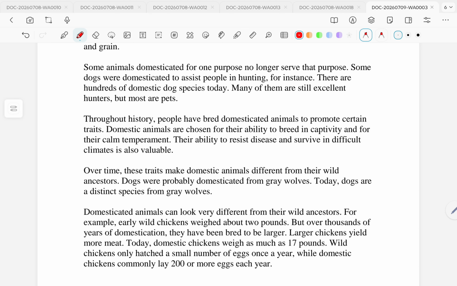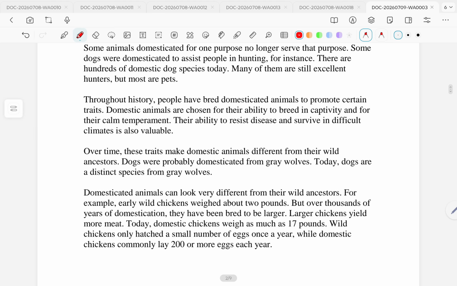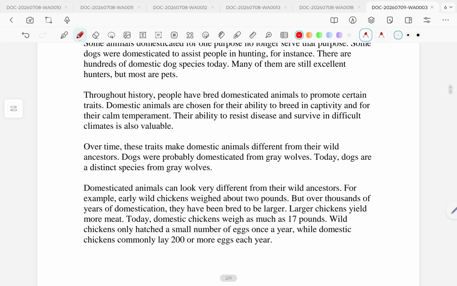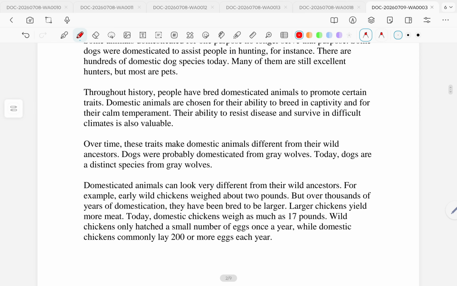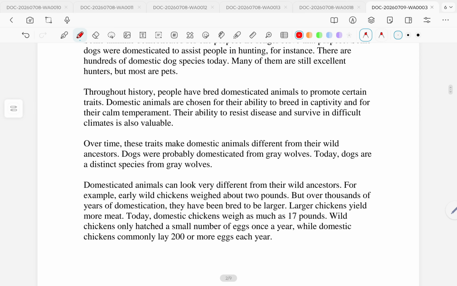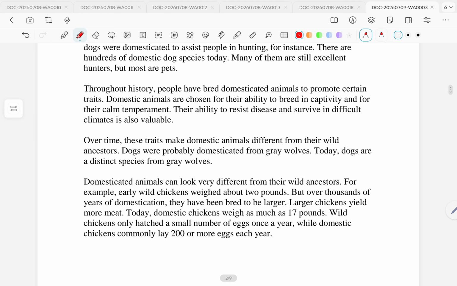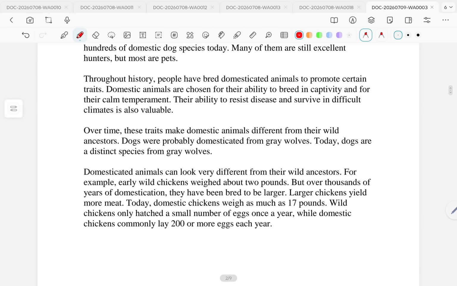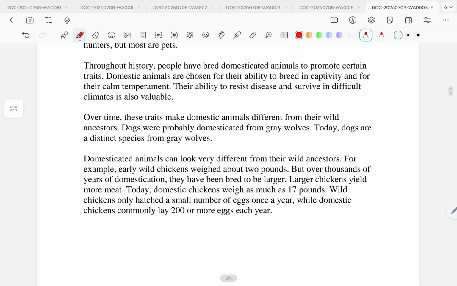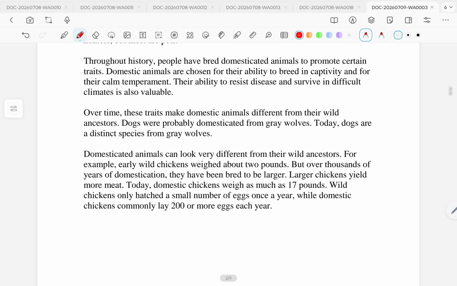Throughout history, people have bred domesticated animals to promote certain traits. Domestic animals are chosen for their ability to breed in captivity and for their temperate temperament. Their ability to resist disease and survive in difficult climates is also valuable. Over time, these traits make domestic animals different from their wild ancestors. Dogs were probably domesticated from grey wolves.